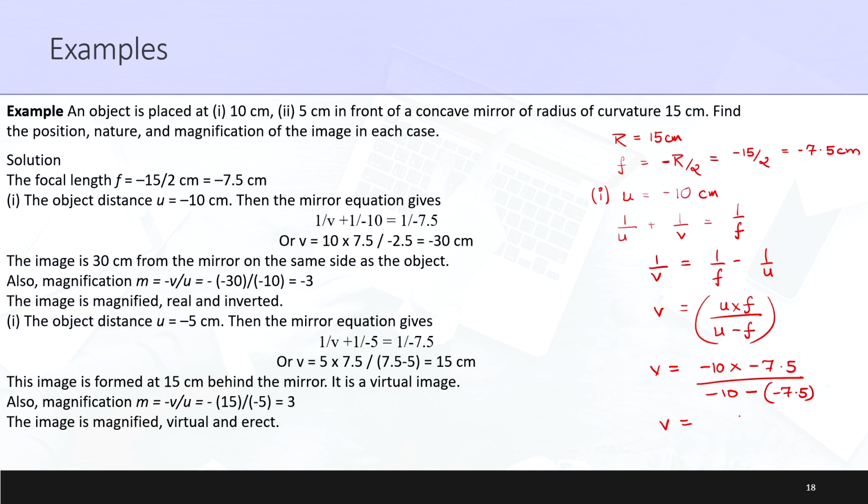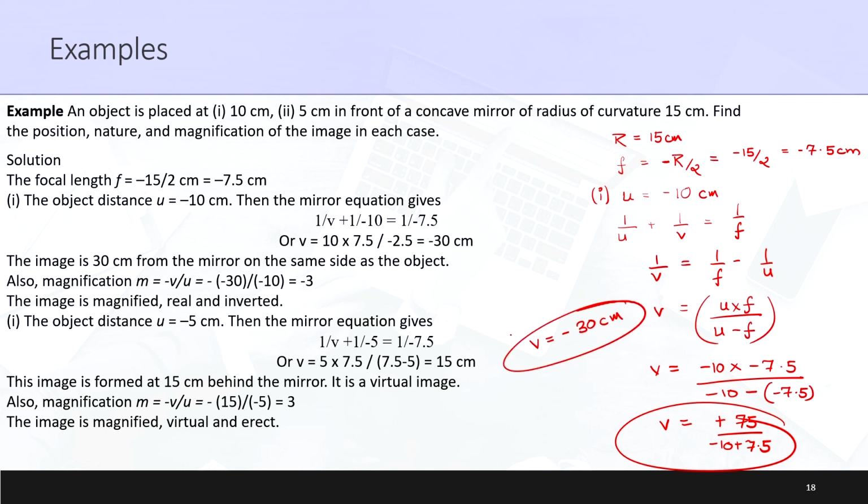That means v is equal to plus 75 upon minus 10 plus 7.5. Therefore, on calculating this value you will get v as equal to minus 30 centimeters. Why minus 30? Quite evident, as you can see 75 upon this will be minus 2.5, if I am not wrong, and 2.5 times 30 is 75. Therefore, as the minus sign is there, we will get the answer as minus 30.